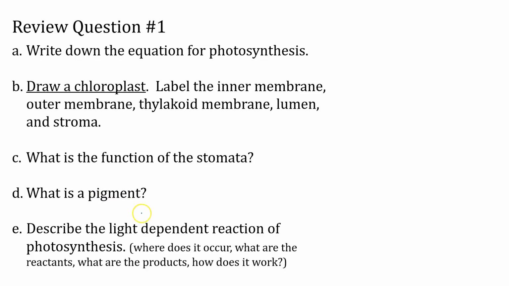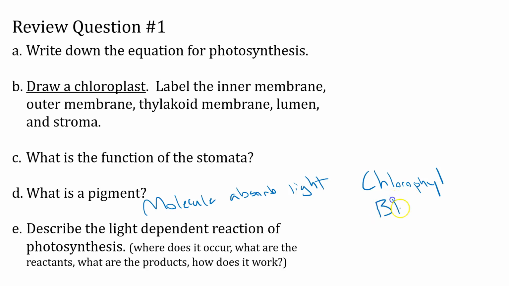What is a pigment? A pigment is a molecule that is able to absorb light. And there's a bunch of different types of pigments, and they differ in the type of light that they absorb, whether it be blue or yellow or red or orange or green. It all depends on the type of pigment. The big one that you generally hear of is chlorophyll. And chlorophyll is going to absorb mostly blue and then also some red light, so that means that it reflects green and yellowish light.